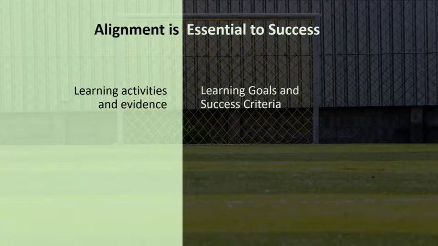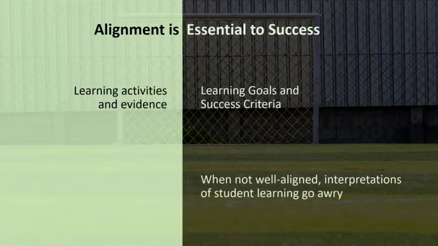Alignment is essential for the culminating activity for the lesson, where teachers will be able to fully assess students' achievement of the learning goal against the final success criterion. When evidence gathering is not well aligned with the lesson goal, teachers' interpretations of where students are and where they need to go next are likely to go awry.